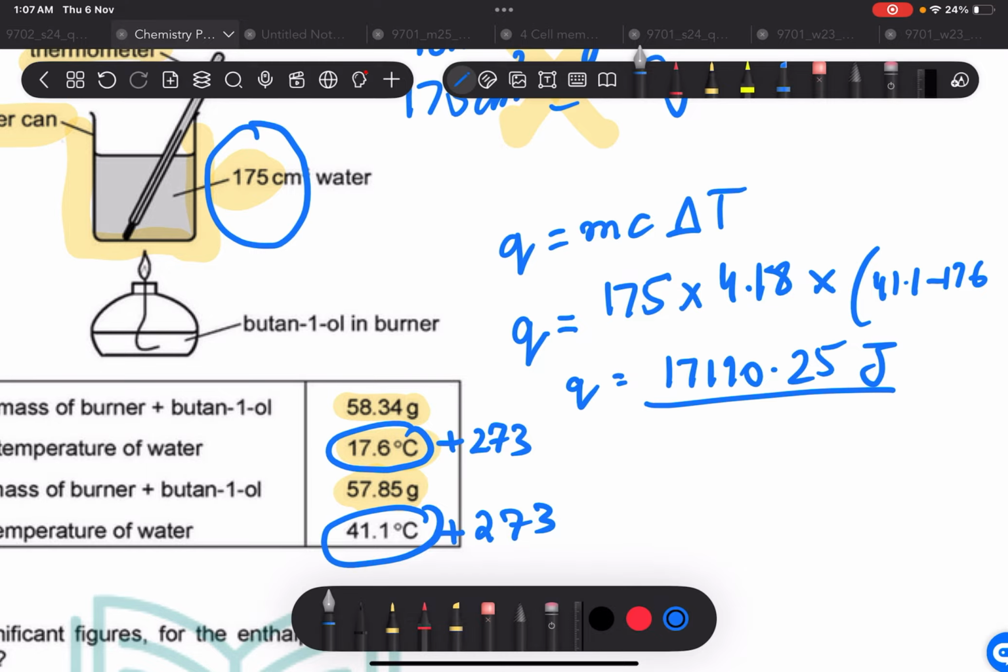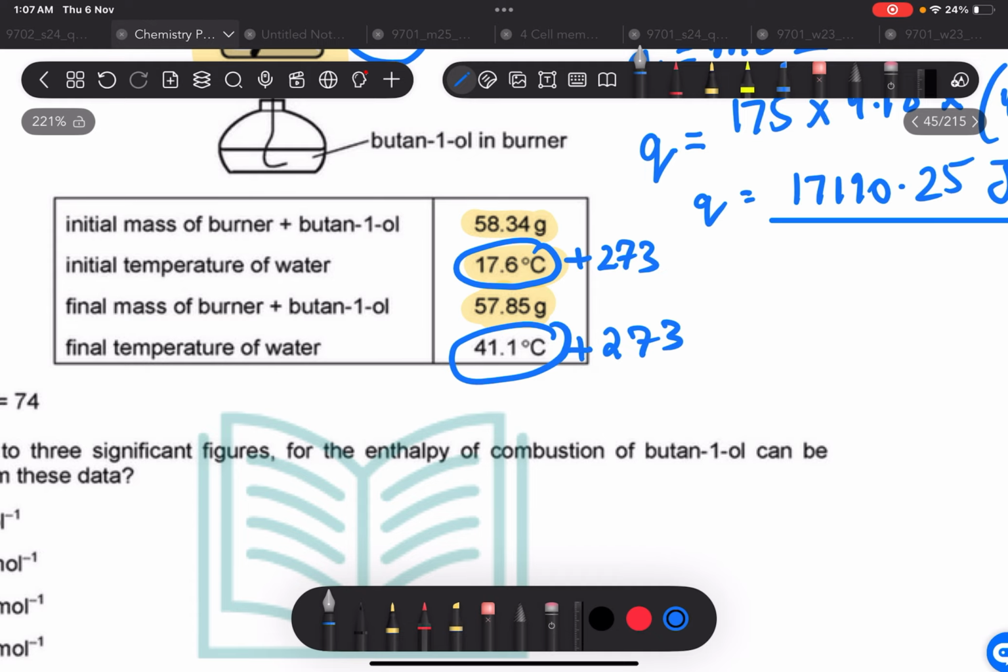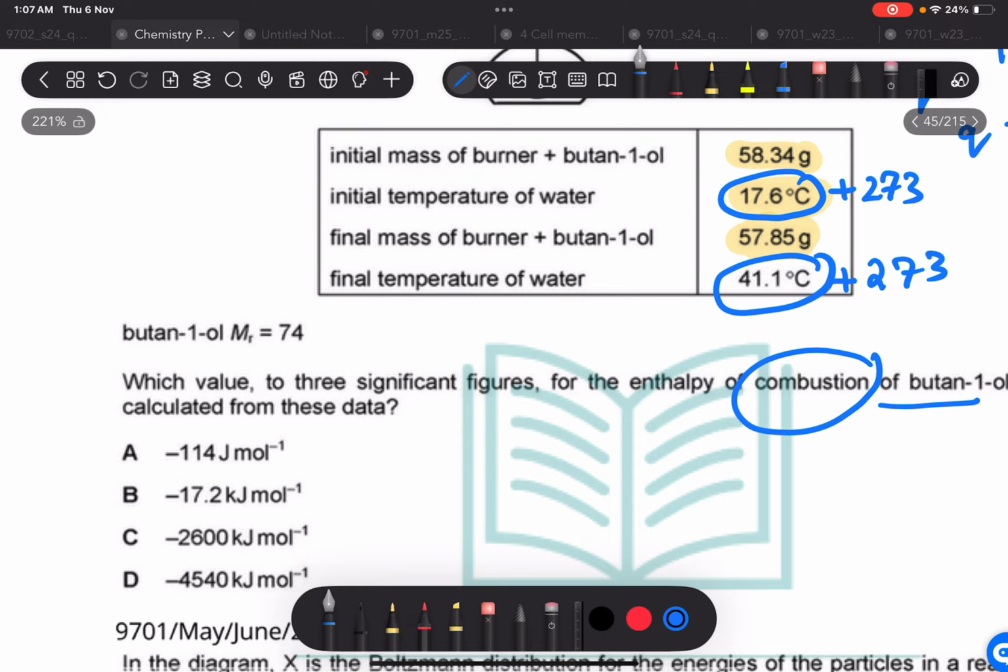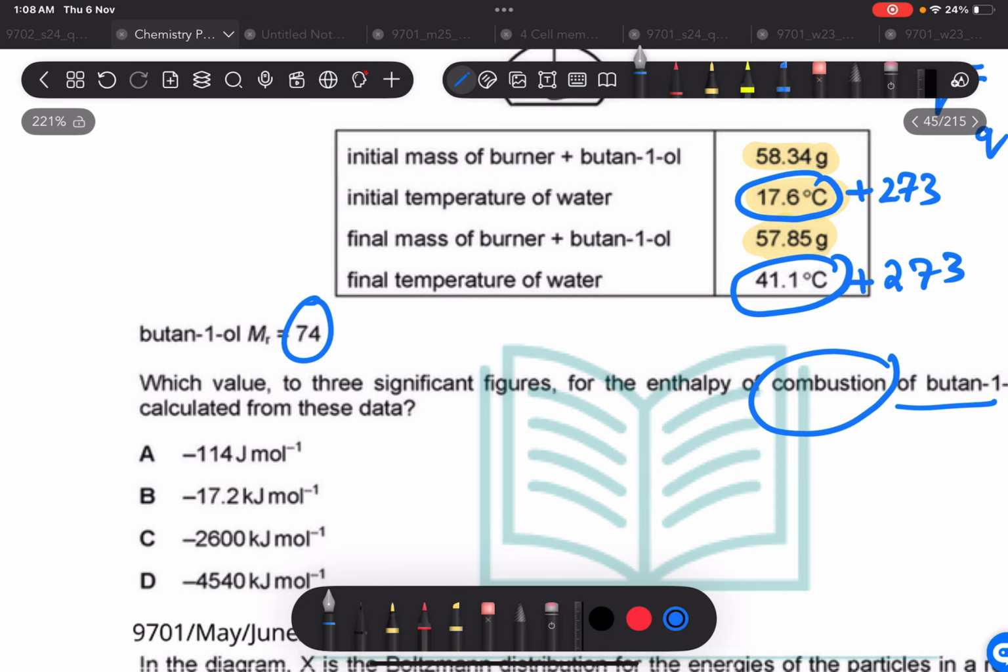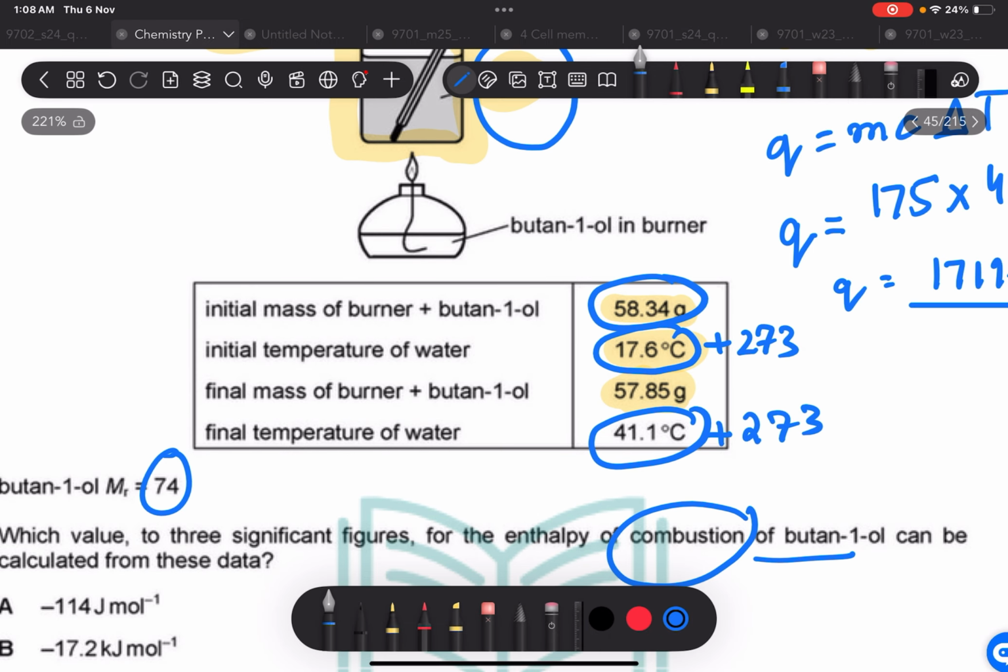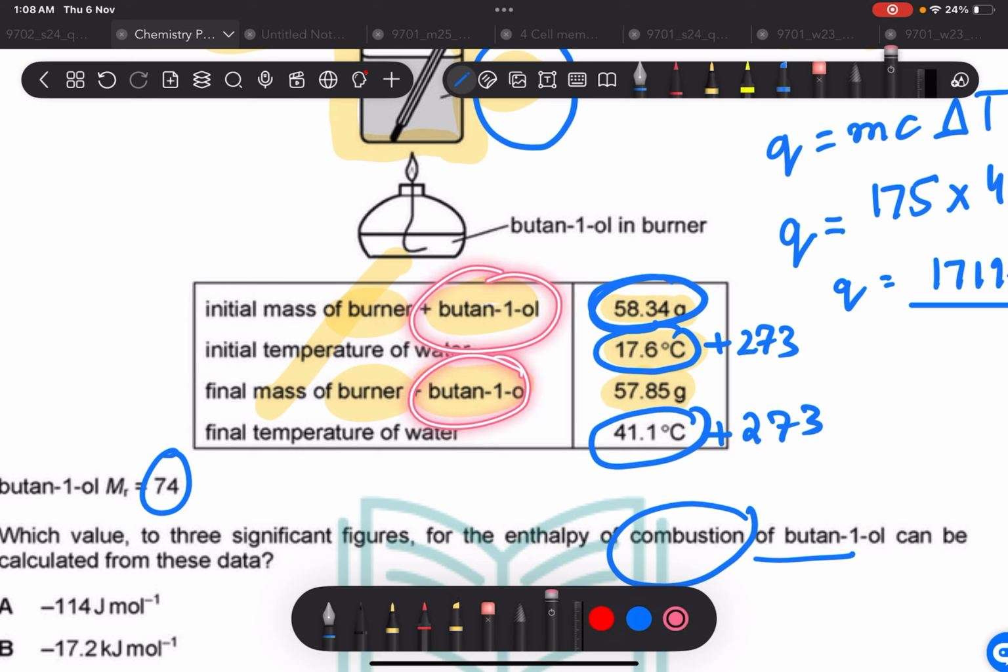Because I have to divide it by those moles, because I need the enthalpy change for combustion of butanol. I need to burn 1 mole of butanol. So this is the MR of butanol. What's going to be the mass of butanol used? This is the initial mass of the burner plus butanol. This is the final mass of the burner plus butanol. We cancel the mass of the burner. So initial mass of butanol and after burning the mass of butanol.